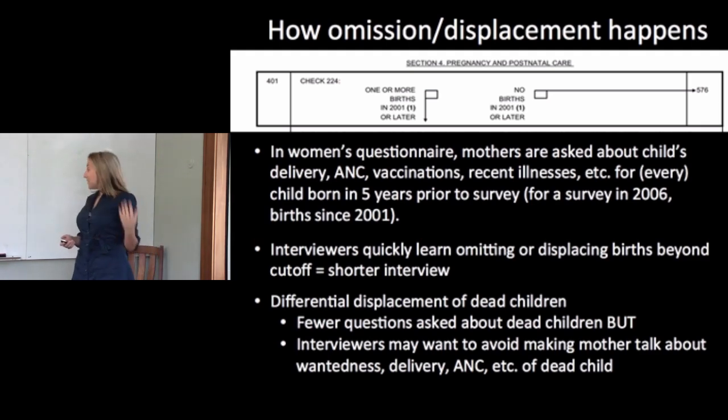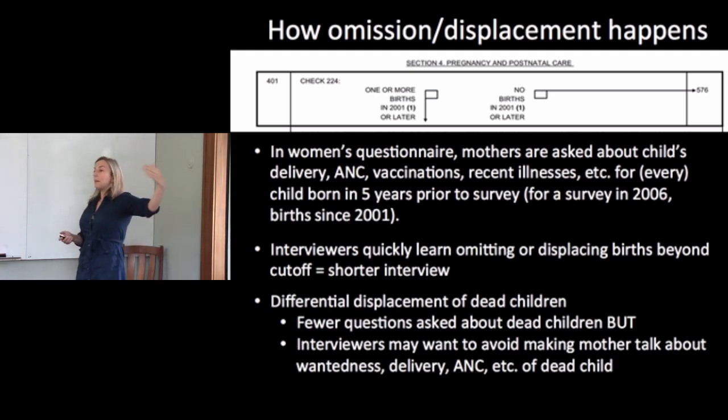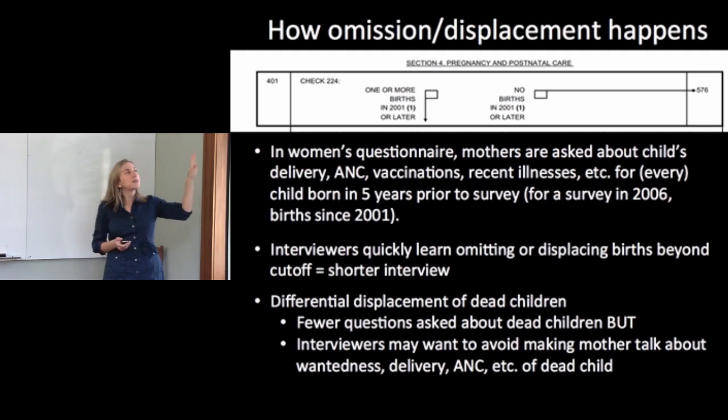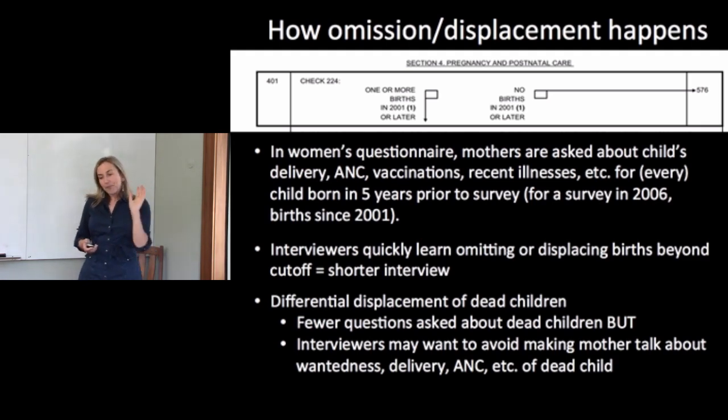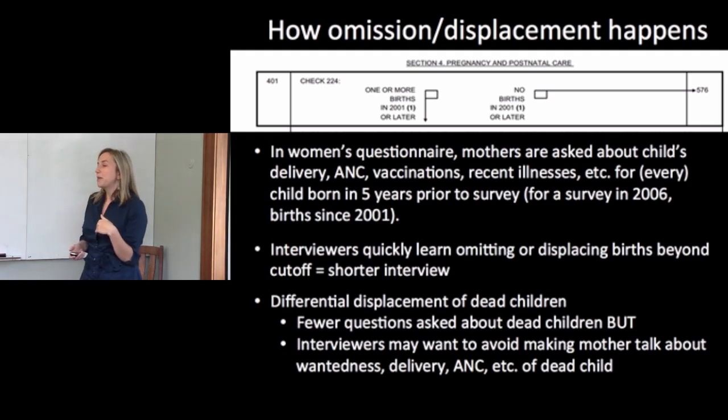So that's a bit of an incentive to, if she had a birth maybe in 2001, just push it back, especially if maybe she's a little uncertain about when that birth took place. And I'll show you some examples of what this looks like. Now, we know from experience that interviewers pick this up and figure out pretty quickly. They're smart, they can figure out that if we displace the birth, the interview gets shorter.